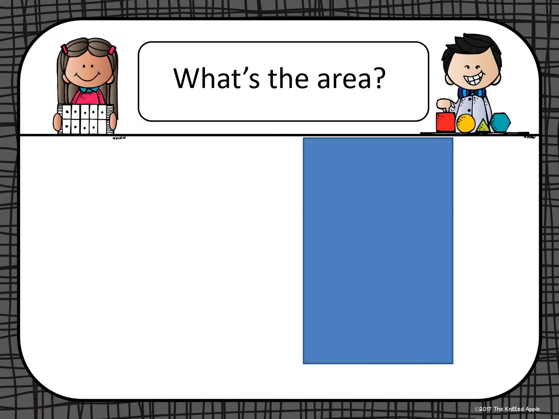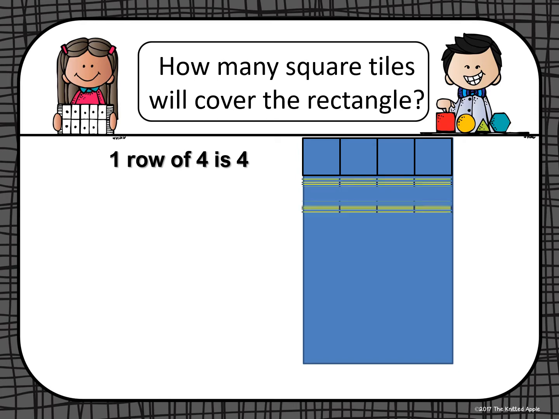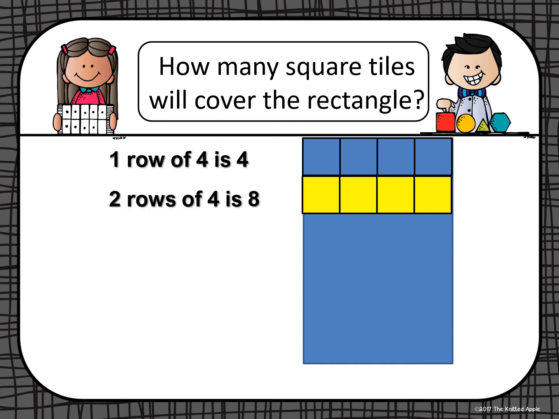So let's take this rectangle. What's the area? In order for us to find the area, we're going to use 1-inch square tiles. Let's take a look at how many square tiles will cover this rectangle. If I lay them out in a row, side by side with no gaps and no overlaps, we would see that we have 1 row of 4 at this point. If I continue this pattern and I lay down another 4 tiles, again making sure that there are no gaps and no overlaps, we would have 2 rows of 4, which is 8.